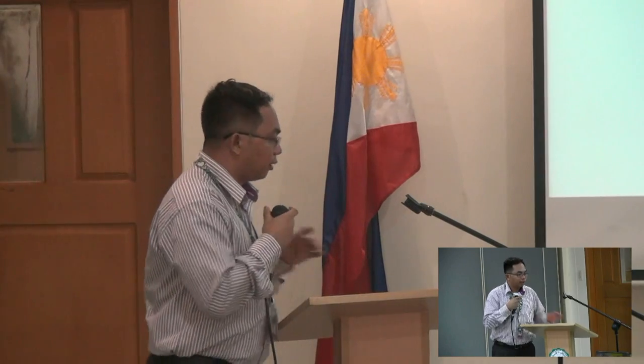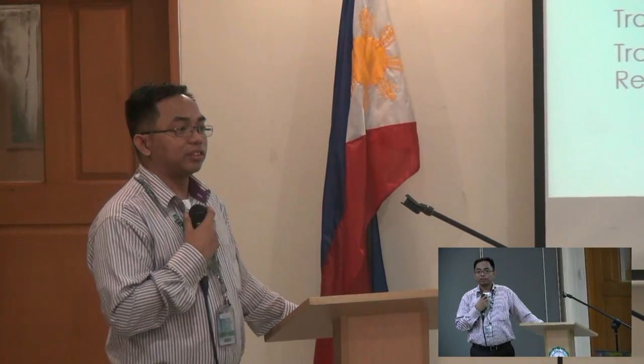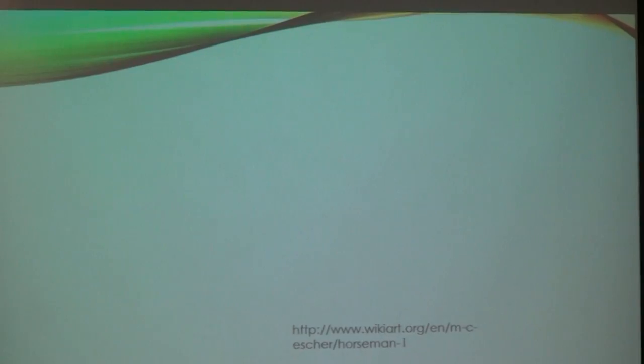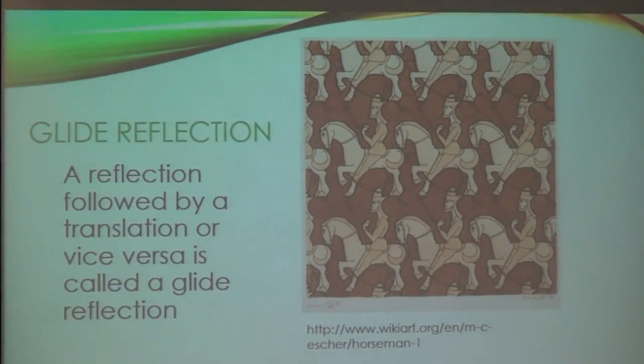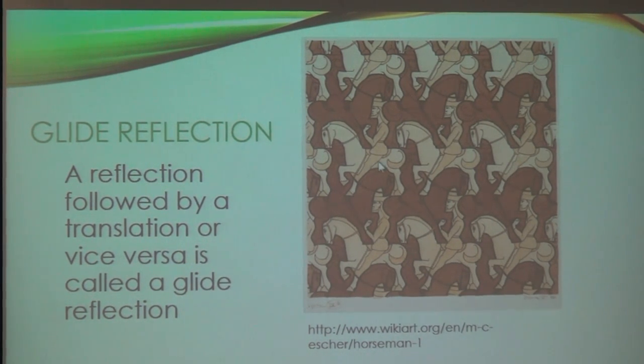So, I provide them the notion of a glide reflection, a combination of a translation and a reflection, or vice versa. Here is an example of a glide reflection of horsemen. First, it's facing left, then the other one faces the right now. So it moves downward when it's reflected along a vertical line. So this light brown horseman is translated somewhere here, then reflected along a vertical line.